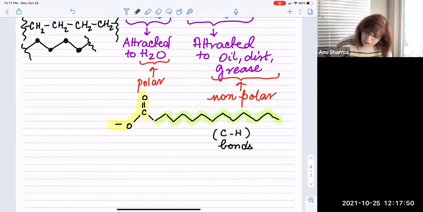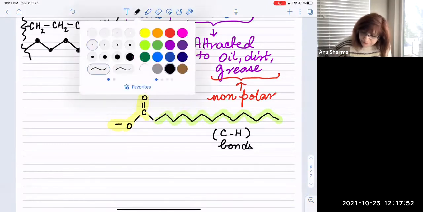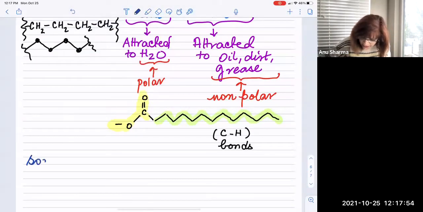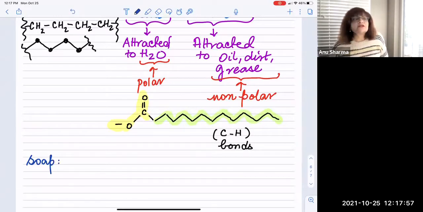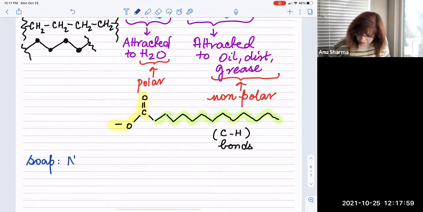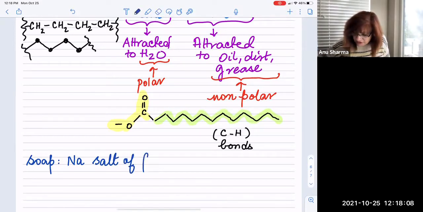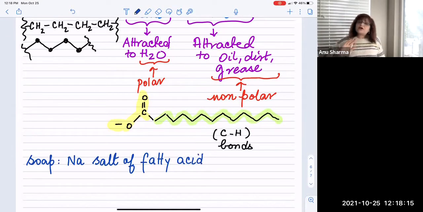Okay, so what is soap? Soap is the sodium salt of fatty acids. Those fatty acids are like palmitic acid. In organic chemistry and biochemistry you will study these fatty acids, but in Chem 30B, a fatty acid is this. So this end is also called the hydrophobic end.